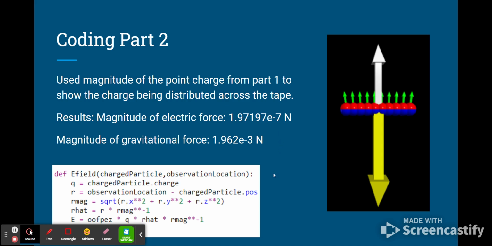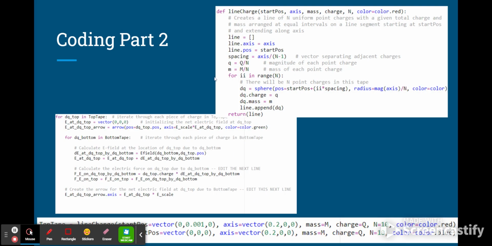And I found this by finding the electric field with this equation, the line charge with this equation, the vector representing the top and bottom tapes, and iteratively finding the electric force acting on the tape.